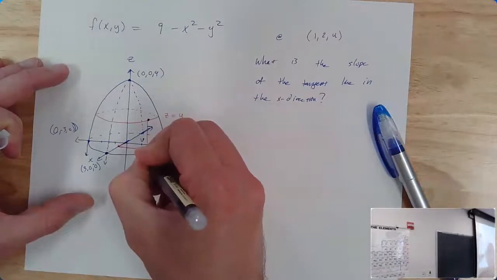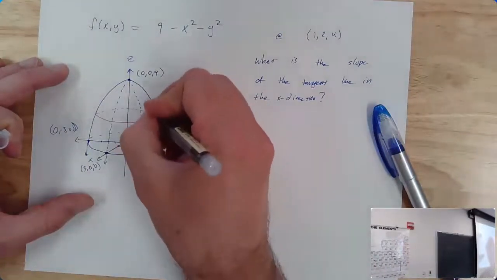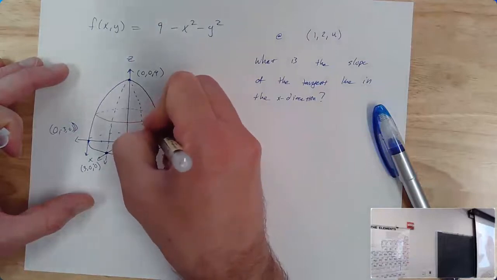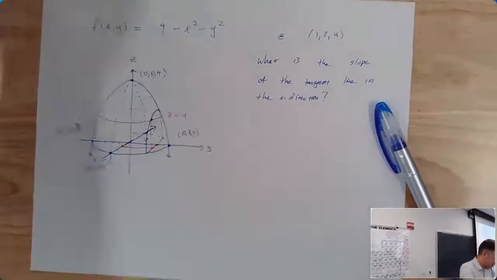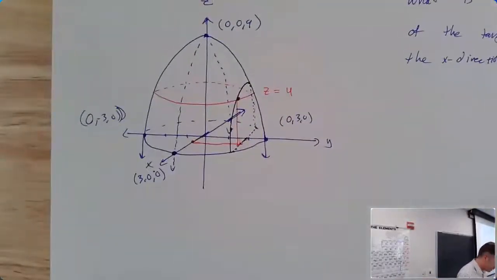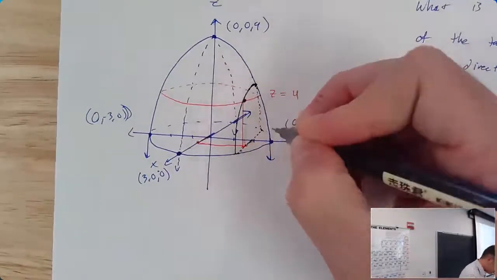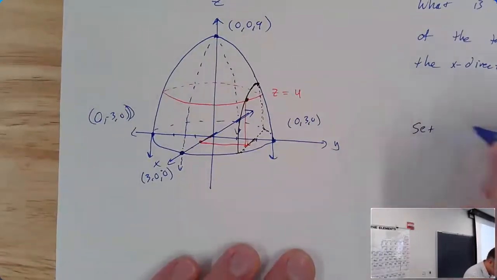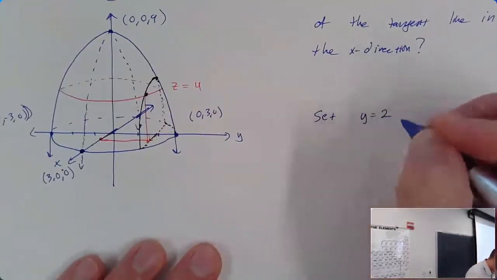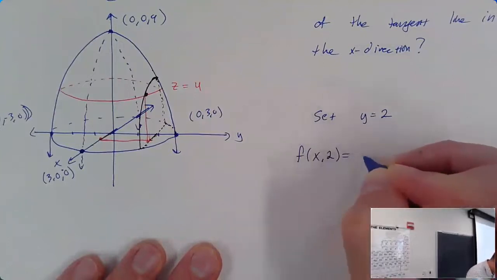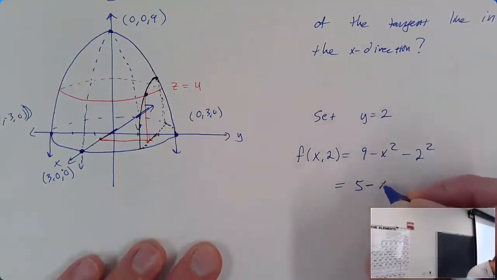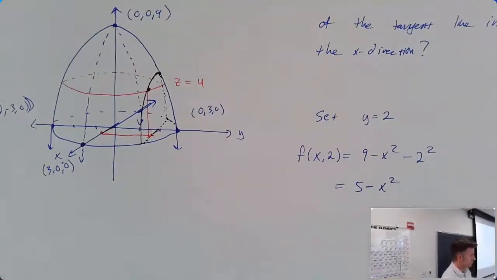I have to be kind of precise here. My slice there is hard to see. My slice there is parabolic, which makes sense, right? If I think about being on the plane y equals 2. Well, let's just set y equal to 2. If we set y equal to 2, we end up getting f of x comma 2 is 9 minus x squared minus 2 squared, which is just 5 minus x squared. That's a downward opening parabola. Right? It looks like this.